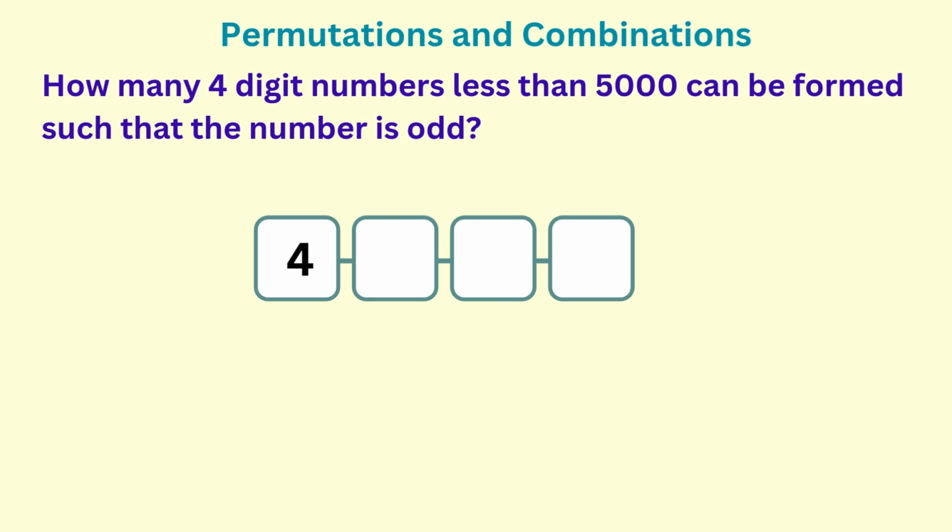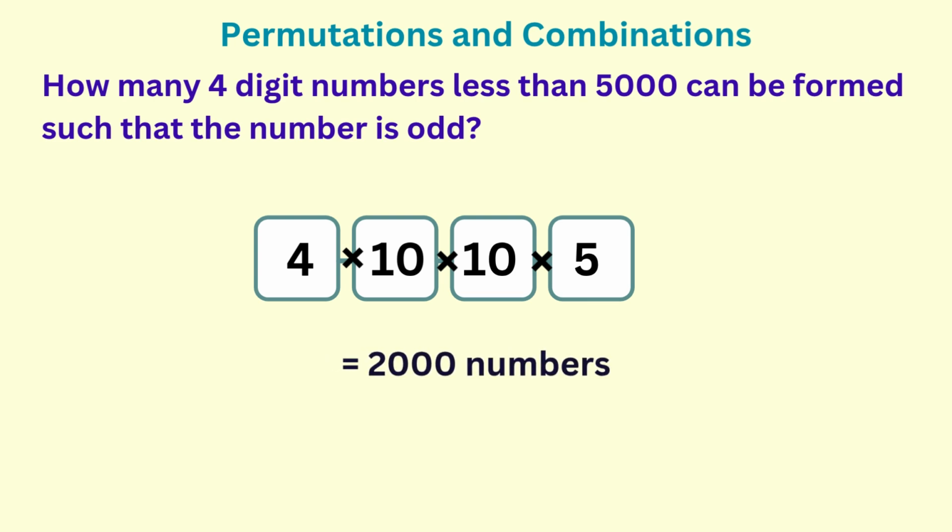We're also told that the number has to be odd, so the last digit, that's the units digit, must be one of the odd digits: 1, 3, 5, 7, or 9. That gives us 5 choices for the last digit. The second and third digits can be any digit from 0 to 9, so that's 10 choices each. Therefore, the total number of 4-digit numbers less than 5,000 that are odd is 4 times 10 times 10 times 5. So our final answer is 2,000 such numbers can be formed.